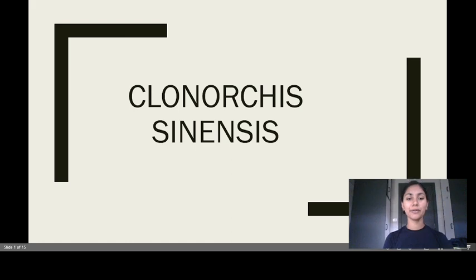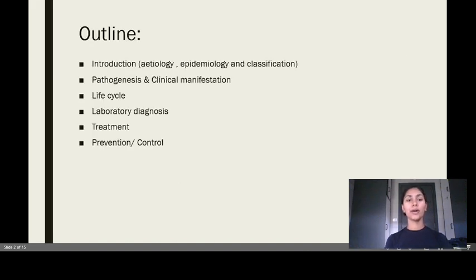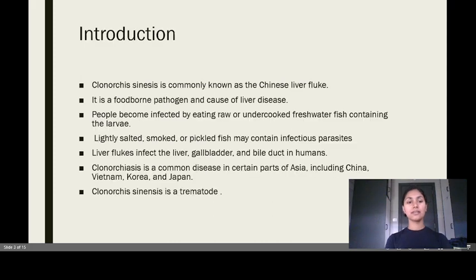Good morning, everybody. My topic is Clonorchis sinensis. The outline of my presentation is introduction, then pathogenesis and clinical manifestation, then life cycle, laboratory diagnosis, treatment, and prevention. So first, the introduction. Clonorchis sinensis is commonly known as the Chinese liver fluke.